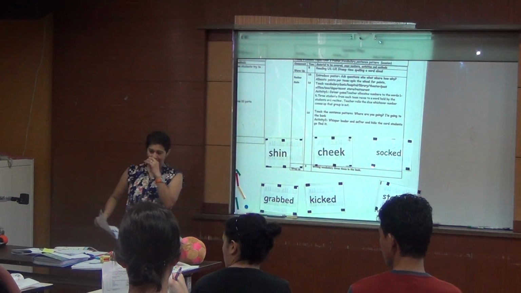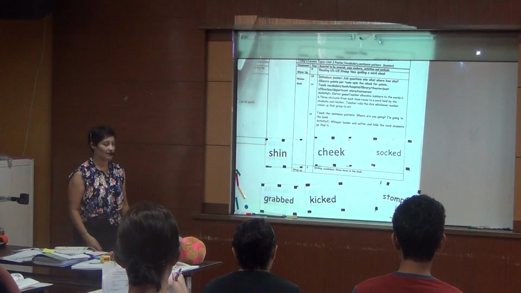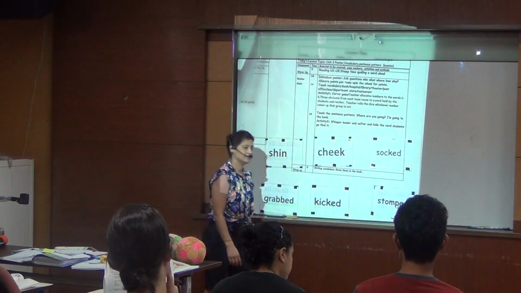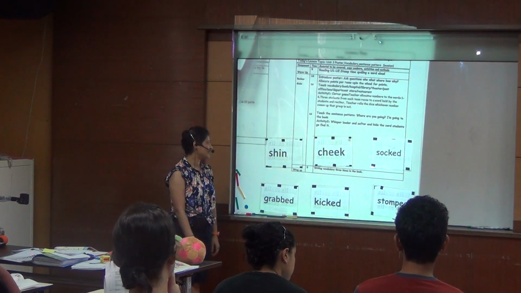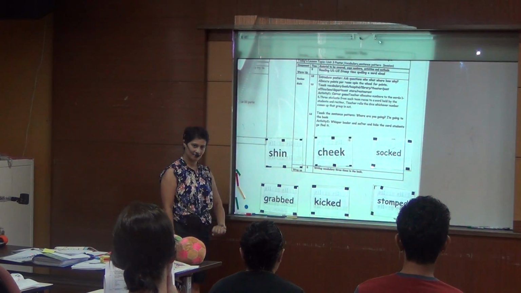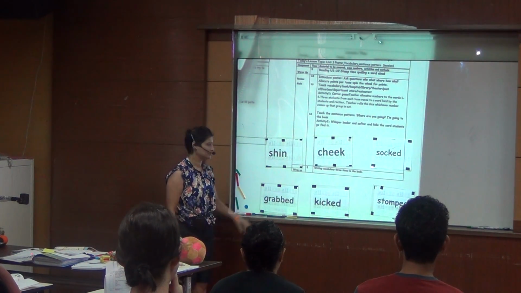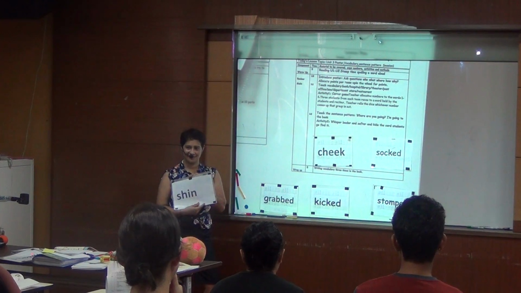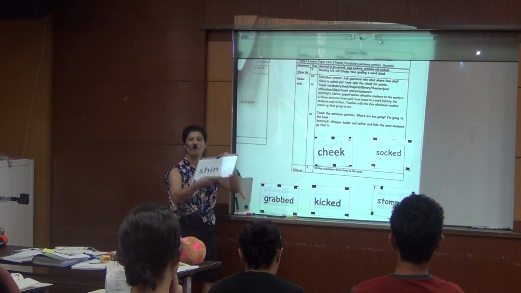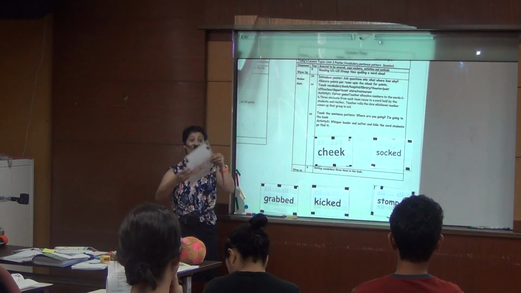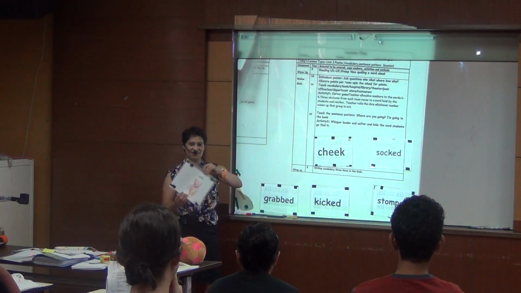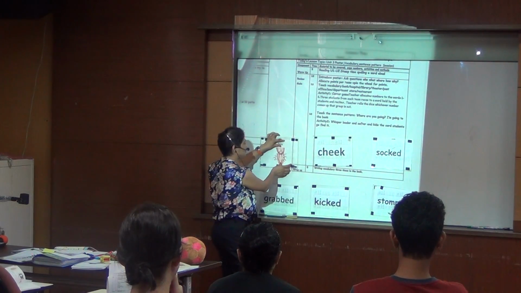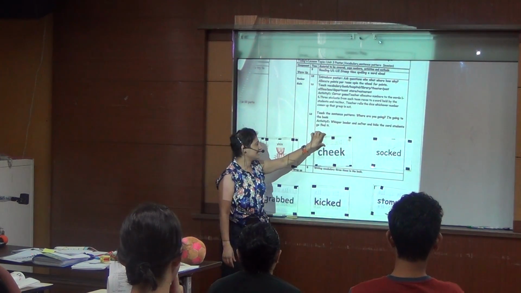So I finished asking them questions about the poster, and now I'm going to introduce the vocabulary. I would say, okay everyone, let's say it together: shin. Shin. Shin. Normally I show the picture first, and then I show the word. Picture, word. Picture, word. You see what I'm doing? That way they get familiar with both. So, shin. Okay, next one.